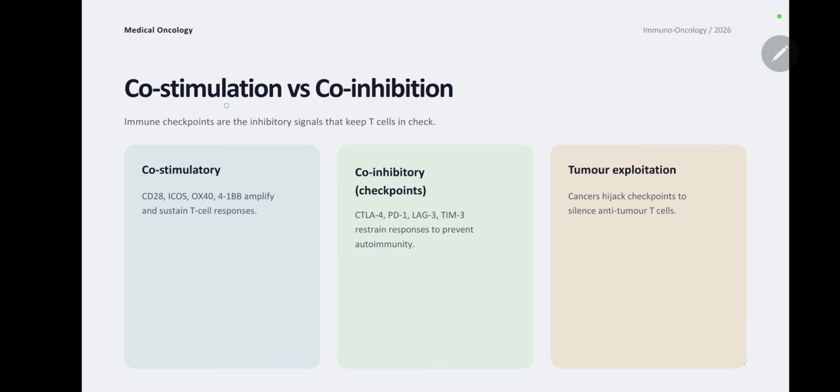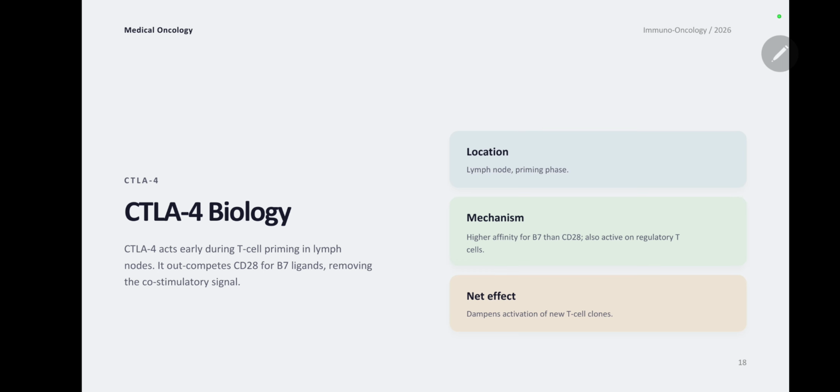So what are co-stimulation and co-inhibition? Co-stimulation is done by CD28, ICOS, OX40 and 41BB, and co-inhibition by CTLA4, PD-L1, LAG3 and TIM. Okay, that is the basic thing.